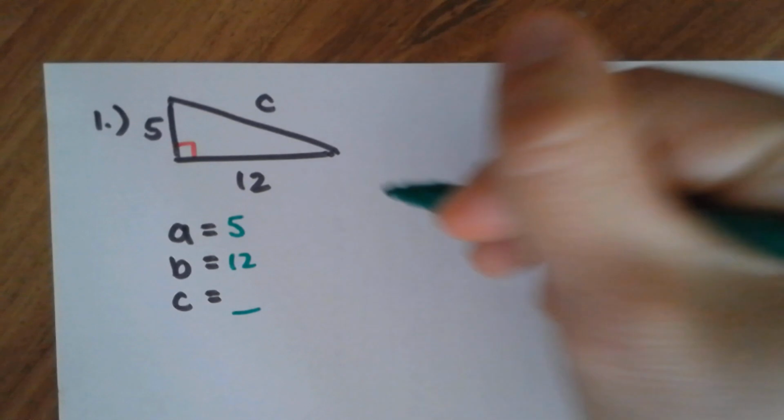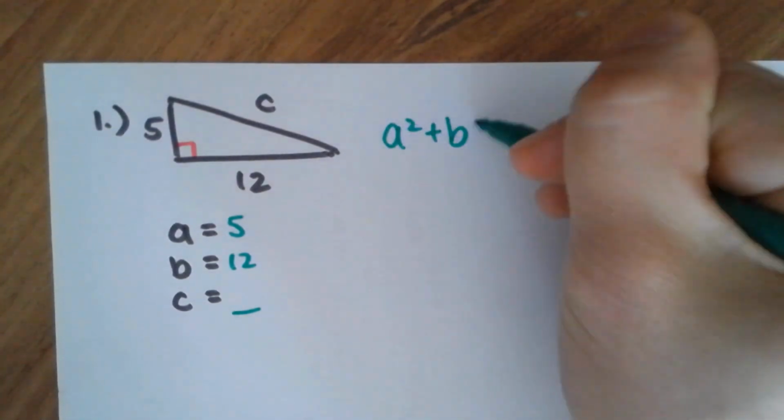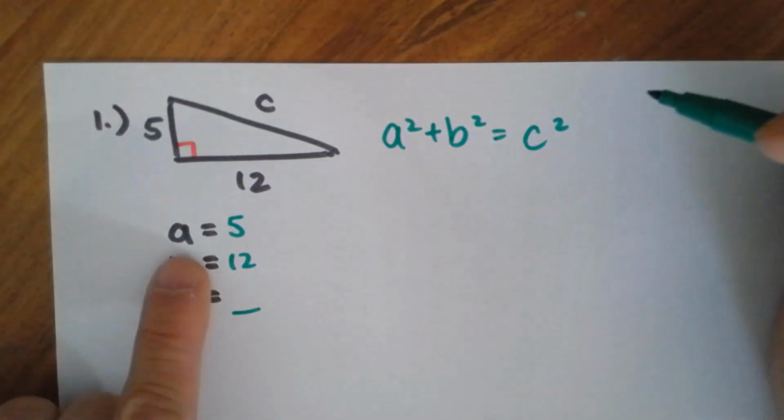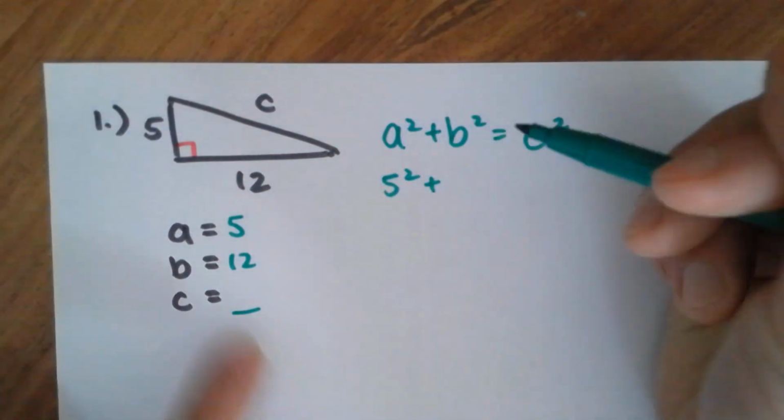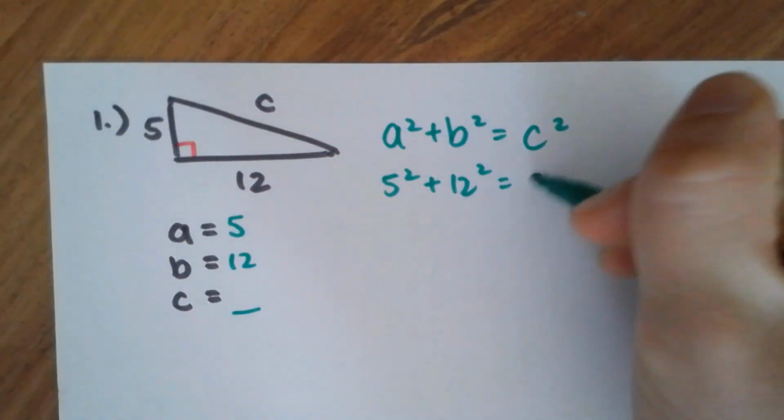So I'm going to write down the Pythagorean theorem. Here we go. A squared plus B squared is equal to C squared. My A squared is going to be 5 squared plus the 12 squared is equal to C squared.